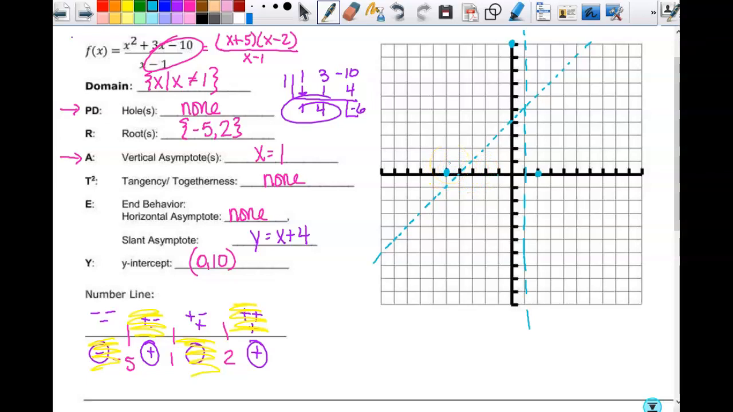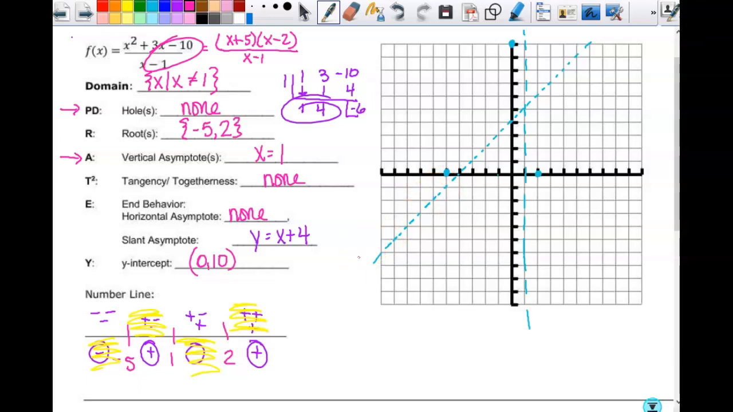Okay. All right, so now, from negative infinity to negative 5, it's a negative. And then from negative 5 to 1, it's positive. So that makes sense for it to look like this. But I've got to figure out whether or not I'm going to cross this asymptote.